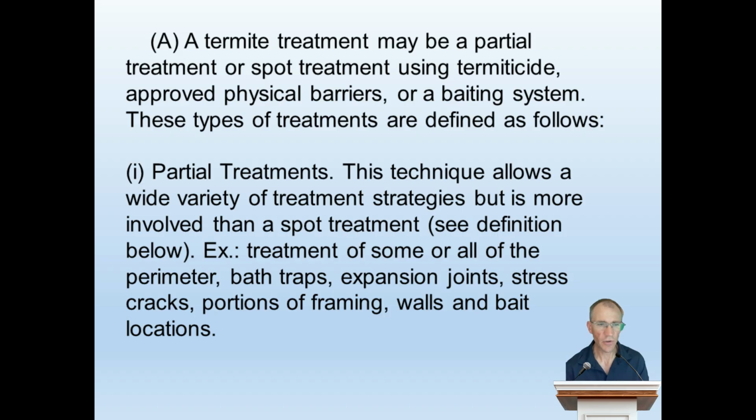1. Partial treatments. This technique allows a wide variety of treatment strategies, but is more involved than a spot treatment. See definition below. Example, treatment of some or all of the perimeter, bat traps, expansion joints, stress cracks, portions of framing, walls, and bait locations.